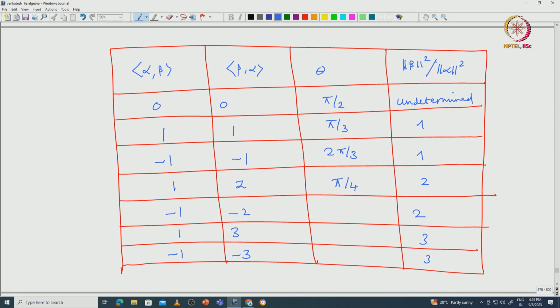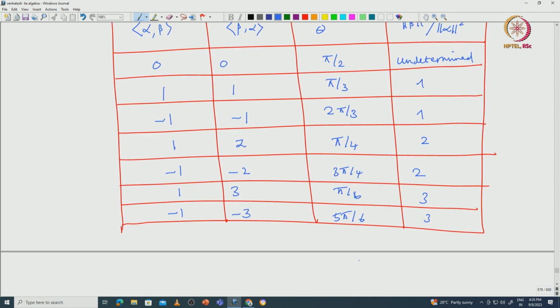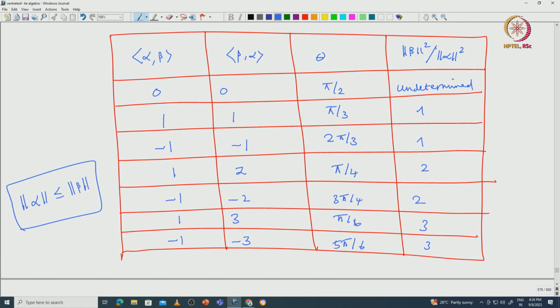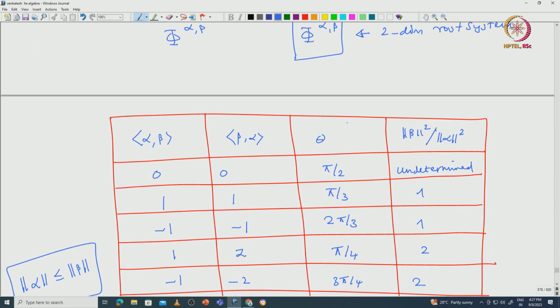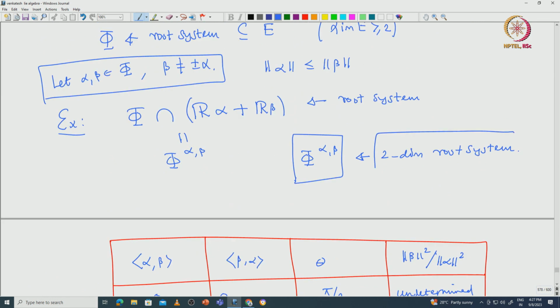Then the angle will be pi by 4, 3 pi by 4, pi by 6 and 5 pi by 6. These are all the possibilities of angles and Cartan numbers for alpha, beta. Here we have assumed that the norm of alpha is at most the norm of beta. The same assumption we will make for the alpha, beta that we randomly picked here. Now what we want to do is to understand the two dimensional root systems.